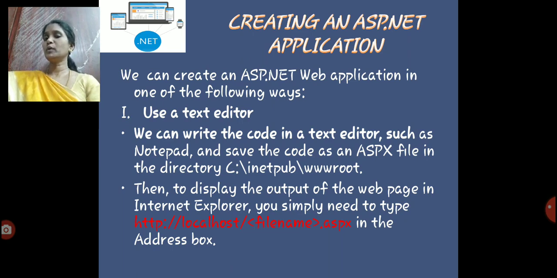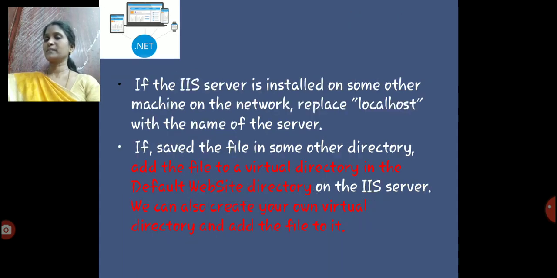To display the output of the web page, in Internet Explorer or any browser, we have to type http://localhost/filename.aspx. See, one thing is very important. If we have the localhost, we can give http://localhost with the file name .aspx, right? If we save the file in the root directory, the localhost will automatically load the particular file on the browser, so we'll get the output of the file. That is about the first thing, right?